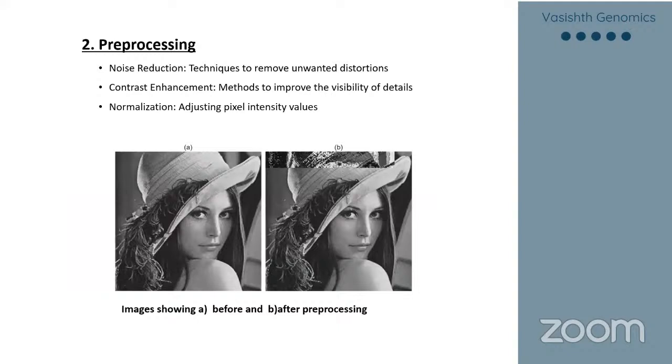So pre-processing: noise reduction. You need to remove the noise. Actually the image has become reversed here. The B is A and A is B. So just you have to understand that. Okay. So techniques to remove unwanted disturbances, contrast enhancement methods to improve the visibility of the details, and normalization, adjusting the pixel intensity values.